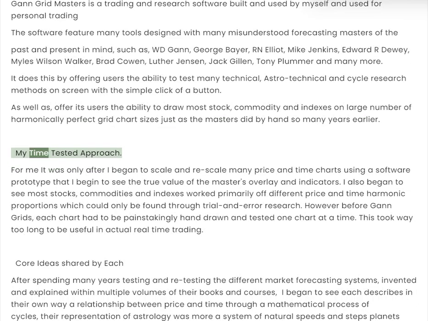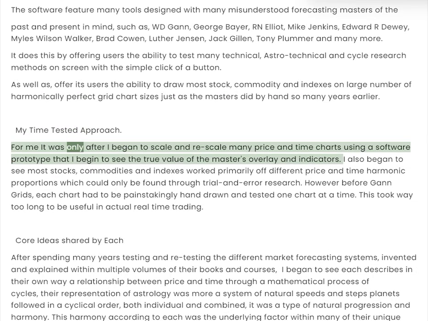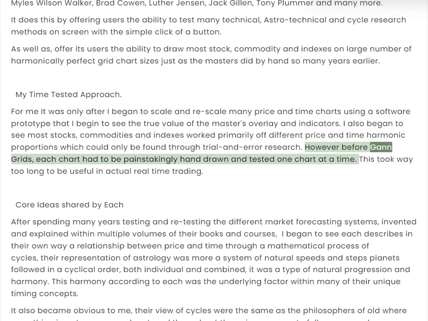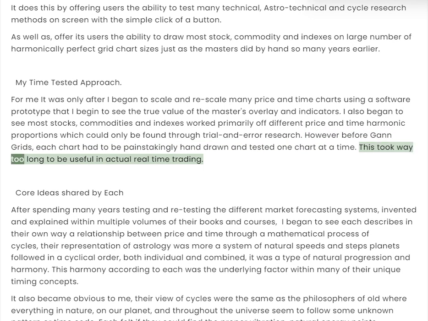My time-tested approach. For me, it was only after I began to scale and rescale many price and time charts using a software prototype that I began to see the true value of the master's overlay and indicators. I also began to see most stocks, commodities, and indexes worked primarily off different price and time harmonic proportions, which could only be found through trial and error research. However, before Gann grids, each chart had to be painstakingly hand-drawn and tested one chart at a time. This took way too long to be useful in actual real-time trading.